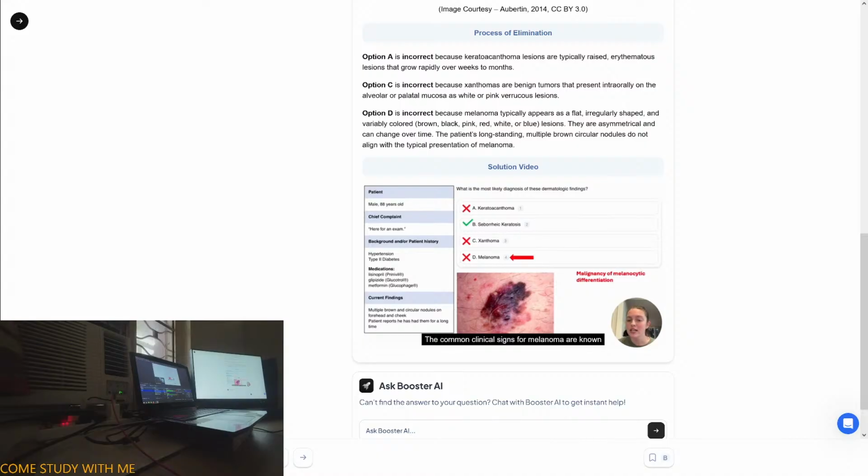The common clinical signs for melanoma are known as the ABCDEs: asymmetry, border irregularity, color variation, diameter greater than 6 millimeters, and evolving in size or color. So that's the ABCDEs. There are different types of melanoma depending on their location and their growth pattern.